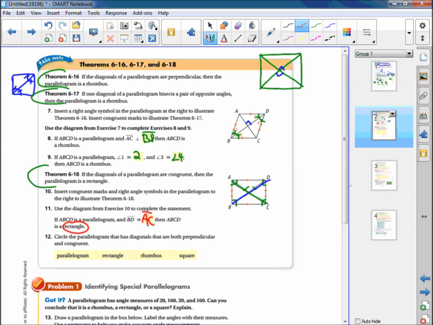So we want diagonals that are perpendicular, so that means it must have right angles. It's going to be something like that. And we want them to be congruent. Oh, that means it has to be a rhombus. So it has to have all the sides the same. So the only kind of quadrilateral that has right angles and all the sides the same is going to be a square.